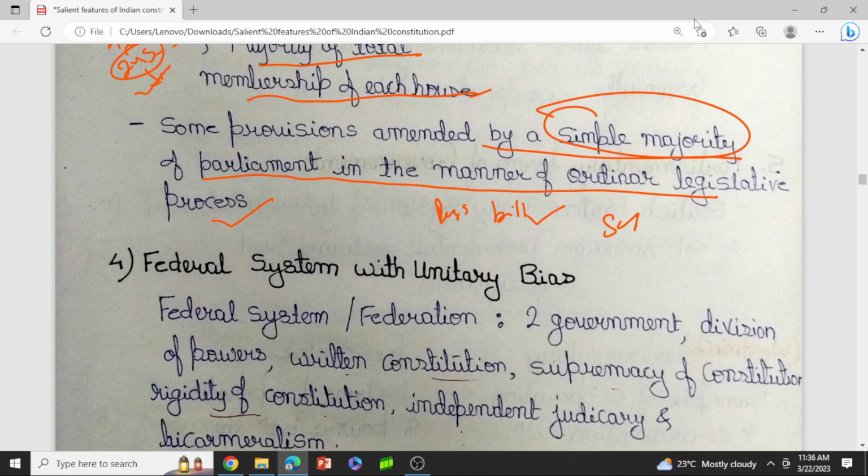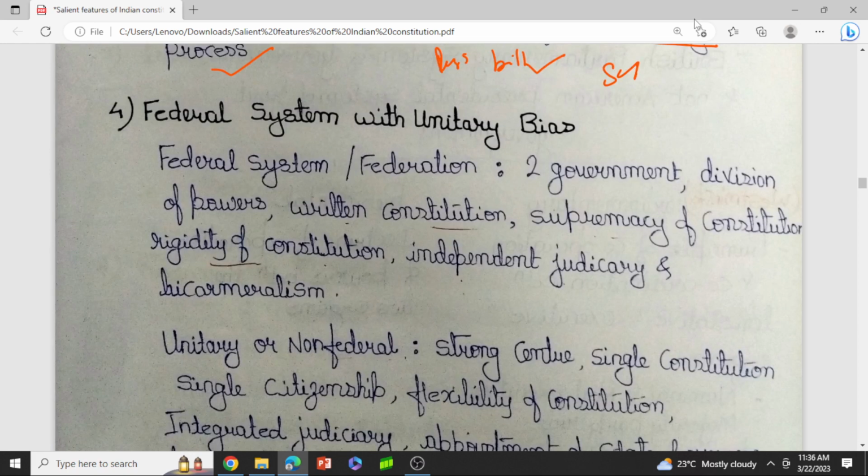Then comes your federal system with unitary bias. We have a federal system, federal in the sense of the central government with the state government. But at the same time, we have unitary features. What is this? Though the power is distributed between the state and the central government, at certain points of time the central government is strong, and it makes the decision.